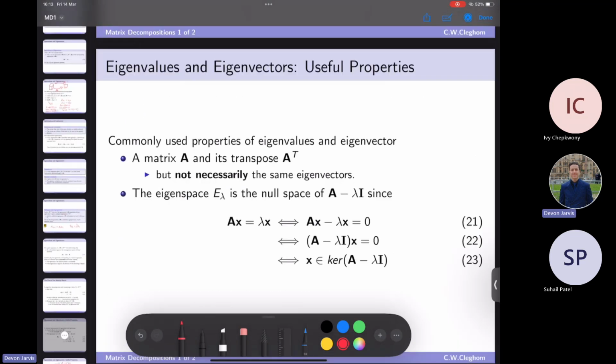Okay, and so some commonly used properties of eigenvalues and eigenvectors. A matrix A and its transpose A^T will have the same eigenvalues, but not necessarily the same eigenvectors. And then the eigenspace associated to a lambda is the null space of A minus lambda I, and we just spoke that through, right? This was our eigenvalue equation. So you take it over the sign, you factor out the x, and now what you're doing is solving the homogeneous system of equations. That's the same as finding a general solution, and so that gives us the kernel.